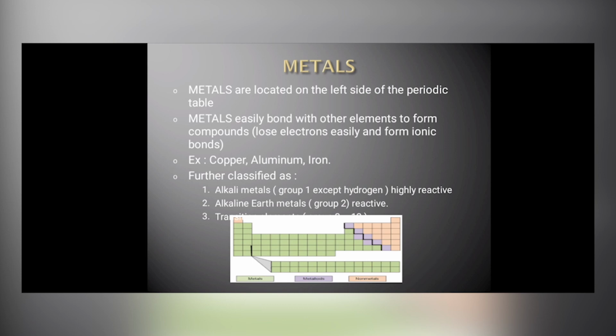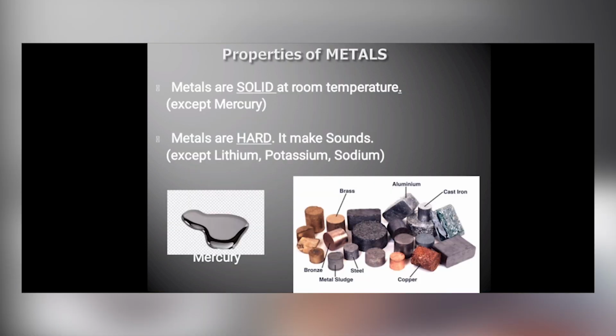Then we can see the properties of metals, which is very important, and last we can see the usage. There are about 8 major properties. We can see one by one. Metals are solid at room temperature except mercury, because mercury is in liquid state. As we already know, metals are always in solid state.